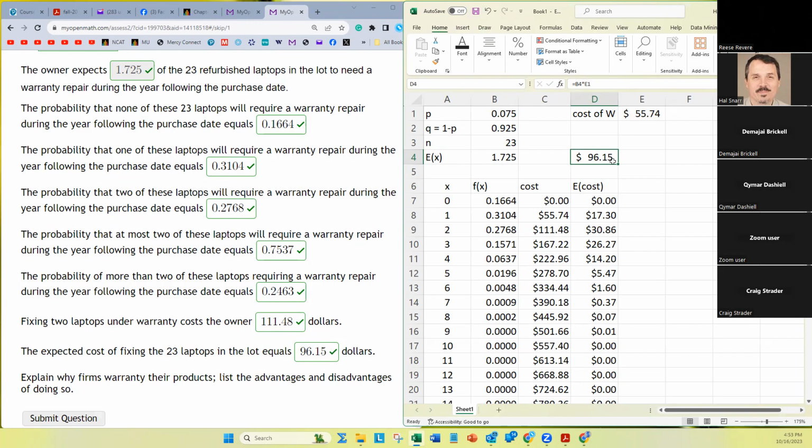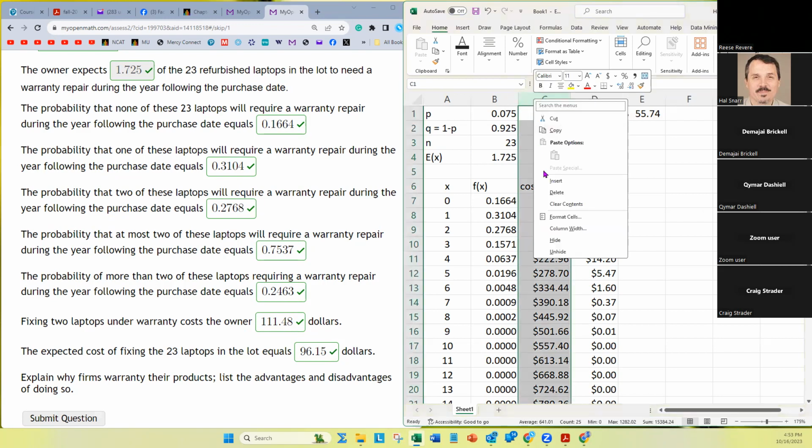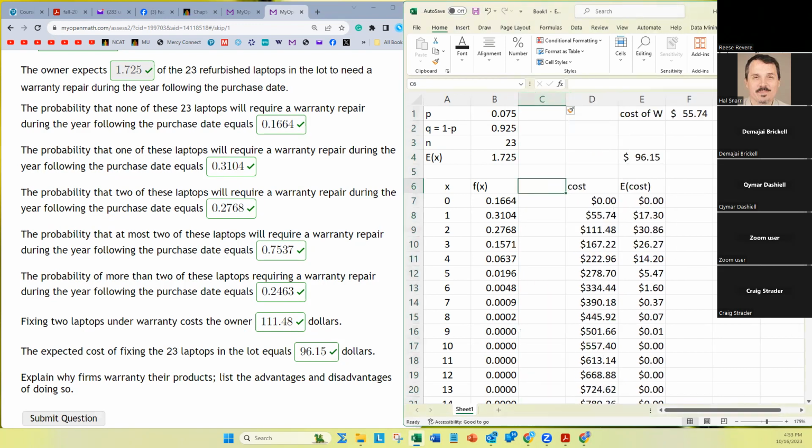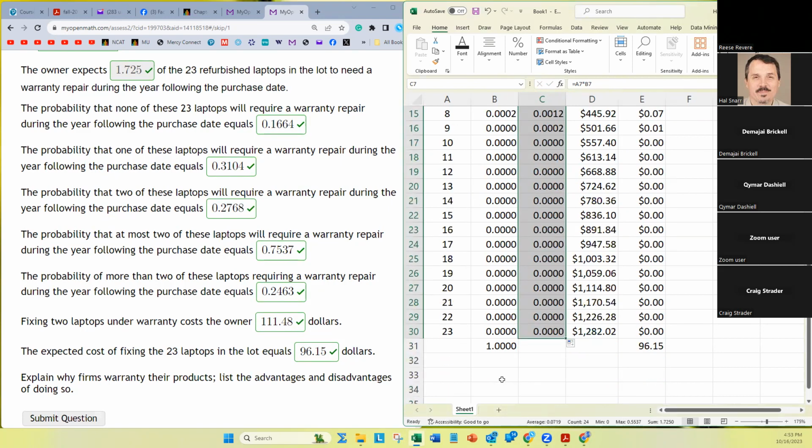There's also another way to get the expected number of warranties, right? I could do the expected number of warranties, right? If I multiply the outcome times probability, I can get the expected number, right? Just sum those. And I get 1.725, right?